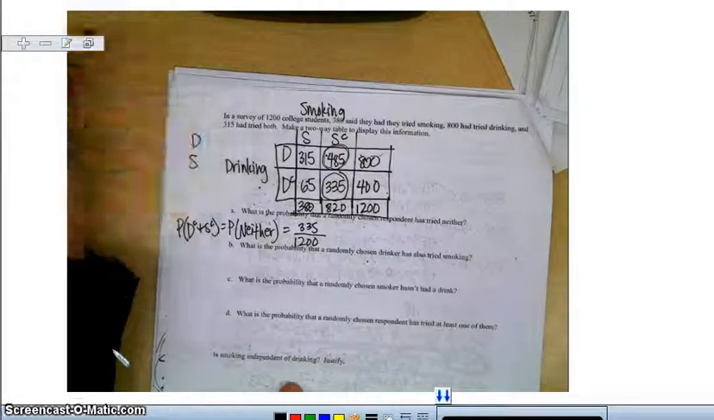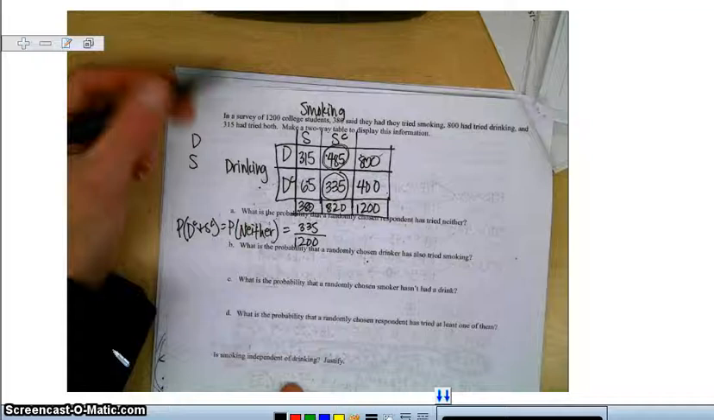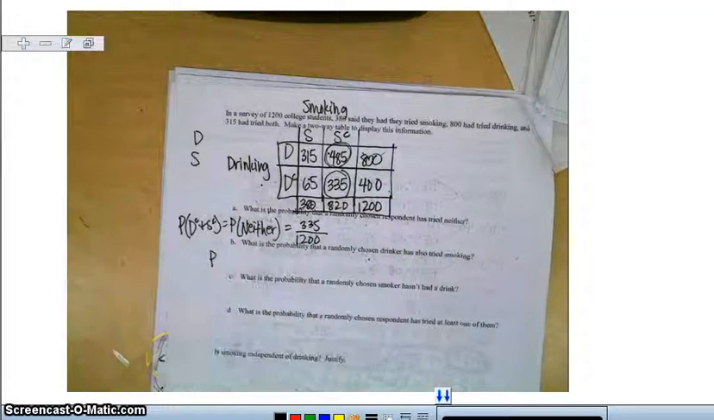Okay, so if you wanted to write that as a probability, it'd be the probability of drinking complement and smoking complement. So, all right, what is the probability that a randomly chosen drinker has also tried smoking? Well, let's see, what kind of probability is that going to be?